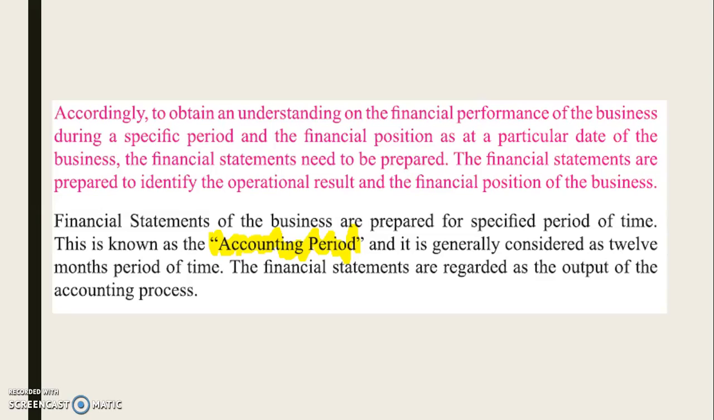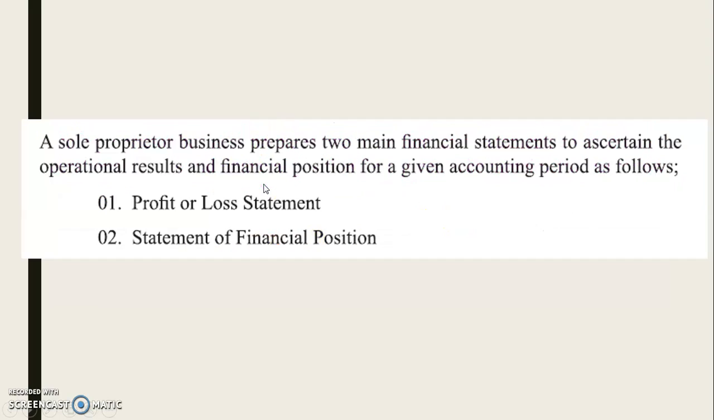It does not need to be January to December. It can be any given time period, which is generally 12 months. So for example, April 2015 to March 2016. Okay, so April to March, like that, 1 year. That is the financial period. In the given specific period, you do financial statements to understand the financial performance of a business and the financial position of the business.